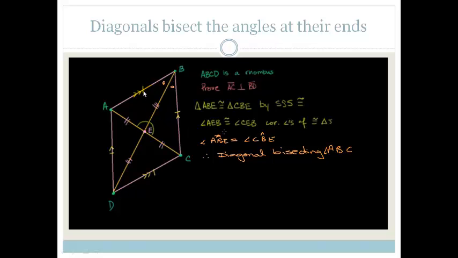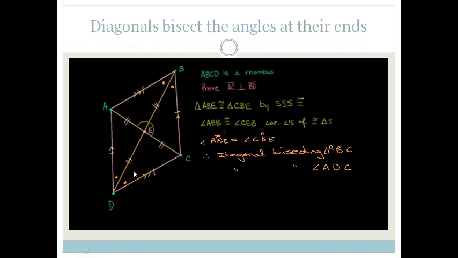So if you look over here, you can see that this is parallel, and that makes your N or your Z, so therefore this is alternate. So this angle here is also equal to that angle. And again, if you look over here, you've got parallel lines, and therefore this is also being bisected. So therefore we can say it's pretty obvious the diagonal also bisects angle ADC. So therefore we know this diagonal bisects its angles at its ends.